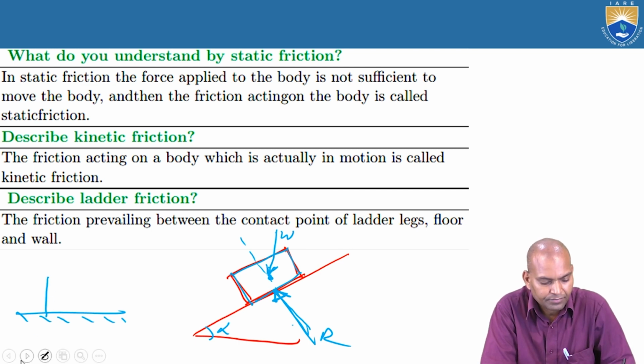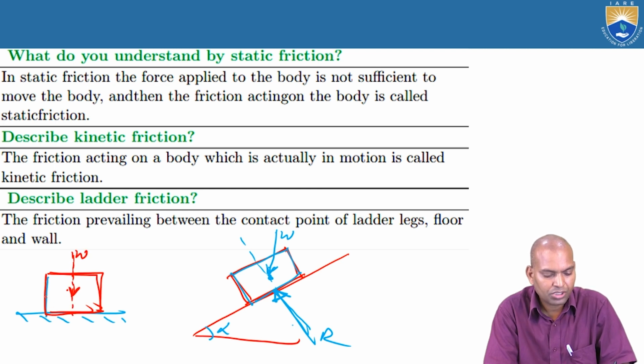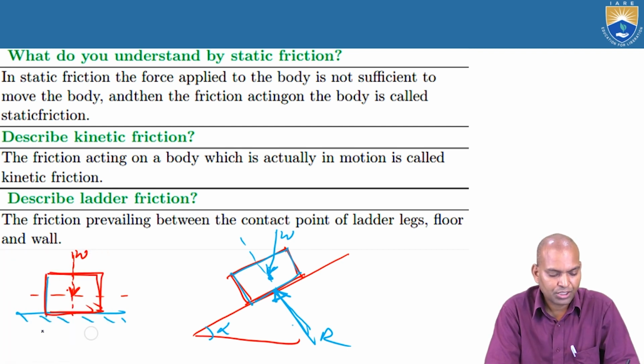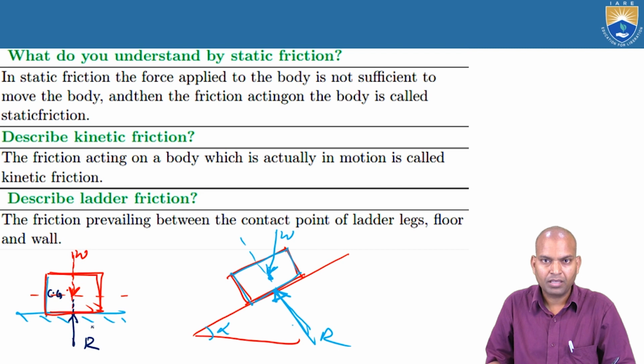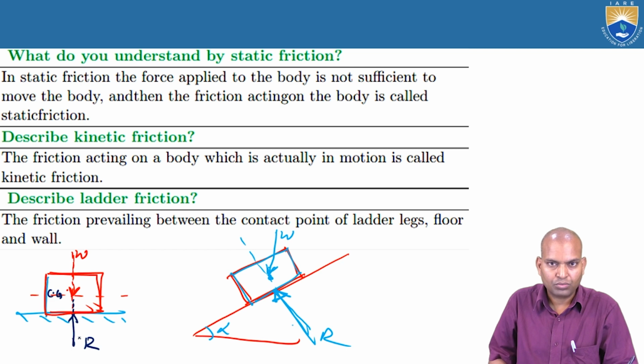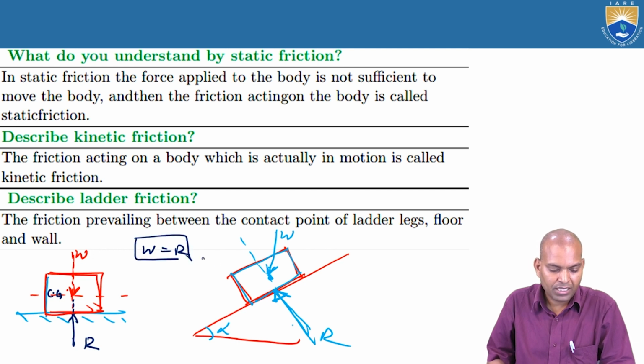Suppose we consider the weight, this is the weight of the body. This weight acts vertically downwards, passing through the CG. Whatever the weight is, there will be an equal reaction force that acts. This is the normal reaction, which also passes through the center of gravity point of the body. Now here, W equals the normal reaction R, that means weight equals the normal reaction.